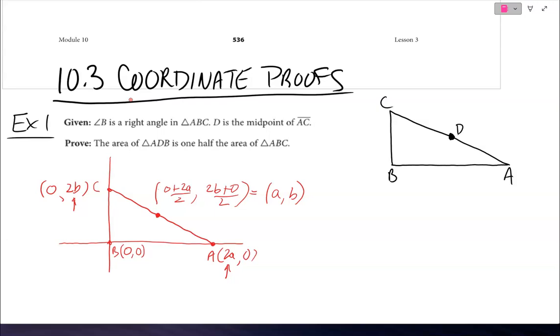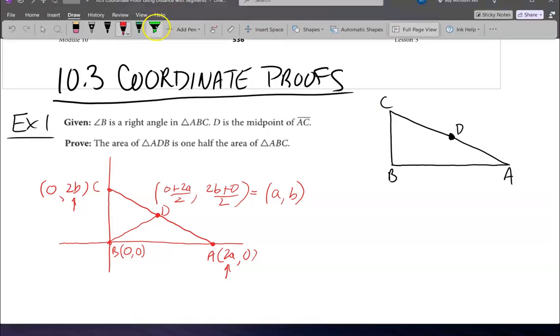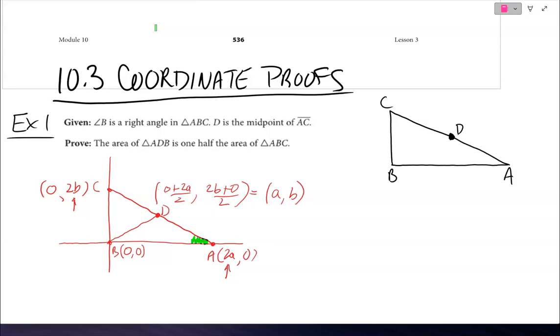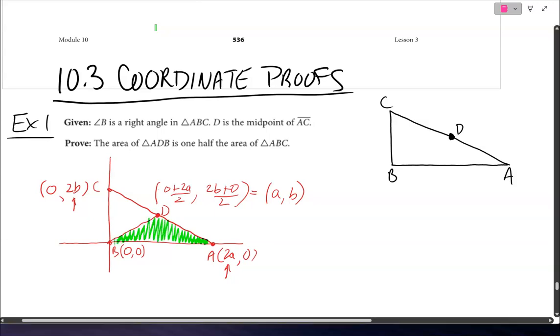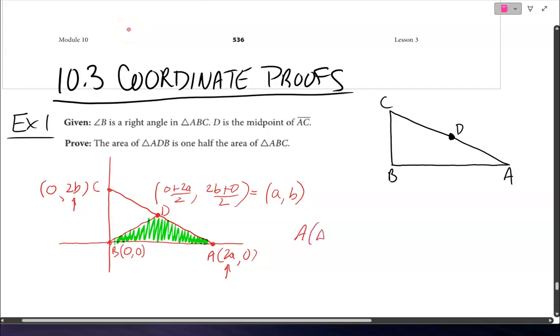area of triangle ADB. So triangle ADB would be the area of this triangle. Okay, so let's see if we can do that using our coordinates. Area of triangle ADB is equal to area of a triangle, remember, is 1/2 base times height.